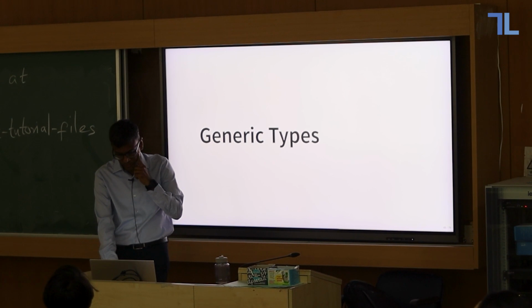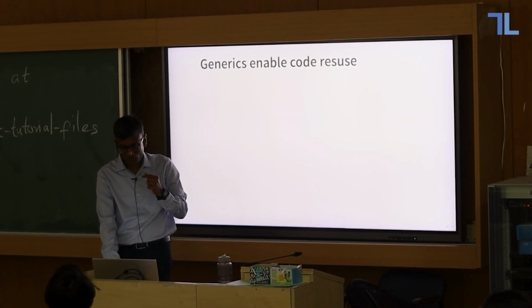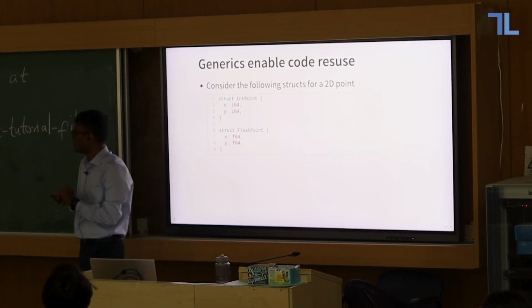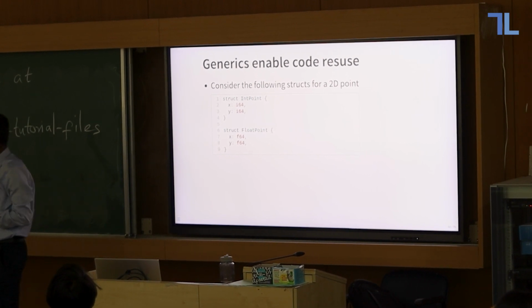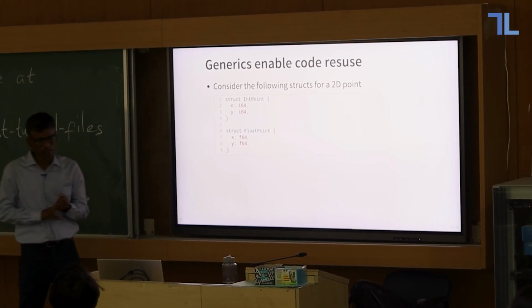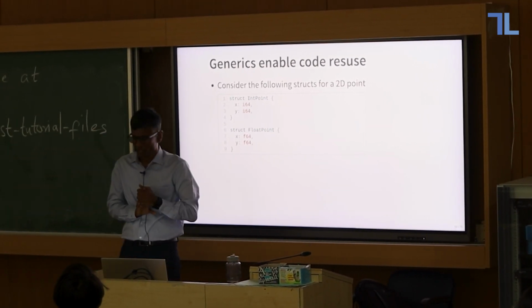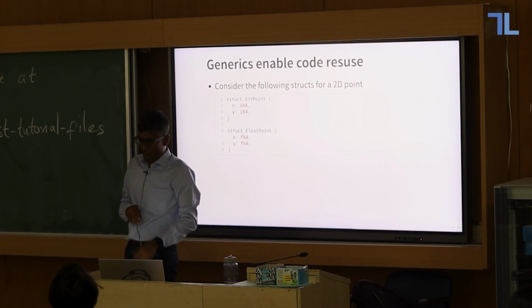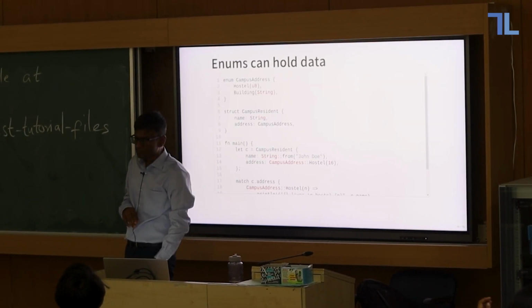So let's talk about generic types. So here is an example of a 2D point. Generic types enable code reuse. You might have seen it in other languages, I think they are called generics in C++.